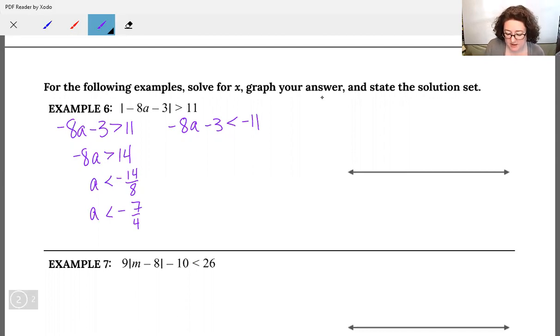So we start out by adding 3 to both sides. So negative 8 is less than negative 8a. And then divide both sides by negative 8, which means we have to flip our inequality. a is greater than 1.